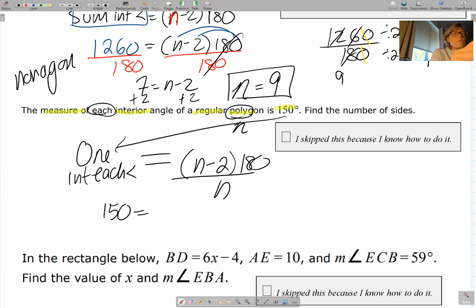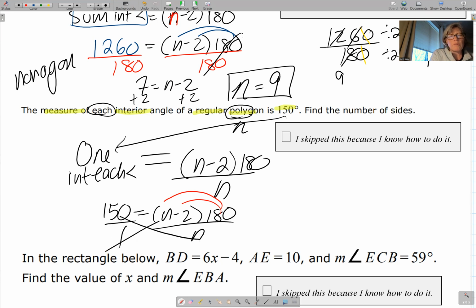150 equals n minus 2 times 180 over n. Oh, hang tight. You didn't see the cross multiplication, so I'm just going to do this. Cross multiply and distribute. So I get 150 n equals 180 n minus 360.